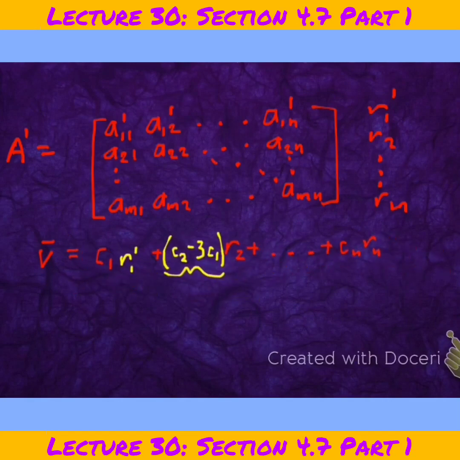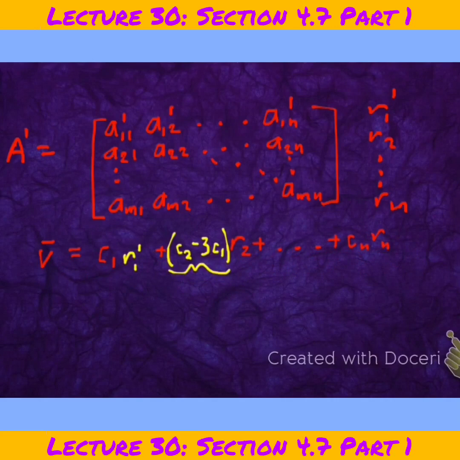We said the vector V is that linear combination, right? So what does this mean? It means that the vector V bar is still in the row space of the new matrix A prime, because it's a linear combination of the row vectors.